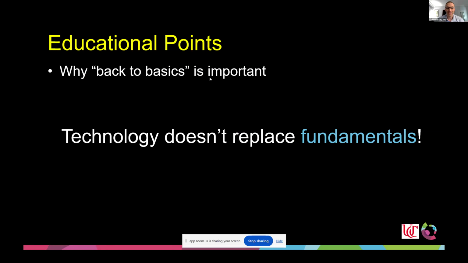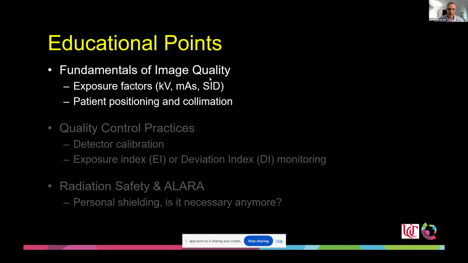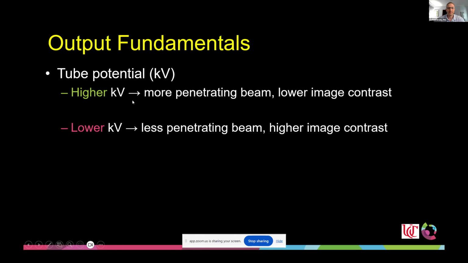So why back to the basics? We have seen an amazing change and explosion really in technology for DR and CR imaging, but you cannot get away from the fundamentals. Technology does not replace fundamental technique selection and patient setup. I'm going to break my talk into 3 areas. And first, I'm going to talk about the fundamentals of how image quality and patient dose is affected by various different technique settings, setting up the patient, distancing, SID, patient positioning, and collimation.